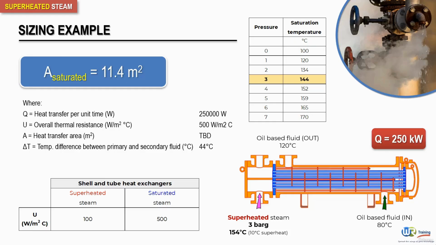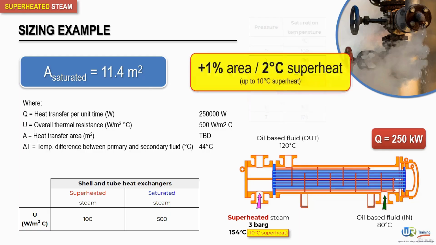However, in our example, superheated steam is used, with a degree of superheat of 10 degrees Celsius. Now, allowing 1% extra heating area per 2 degrees Celsius of superheat, as it was discussed in the previous video, then the extra amount of the heat exchanger surface area would be 5%. Therefore, the adjusted area for superheated steam would be as follows.